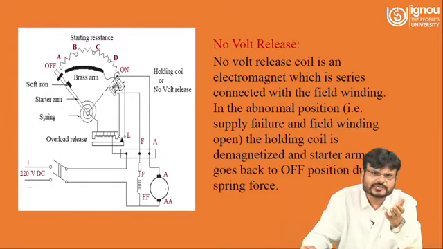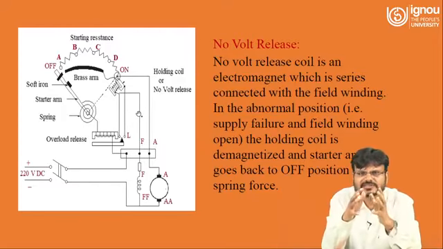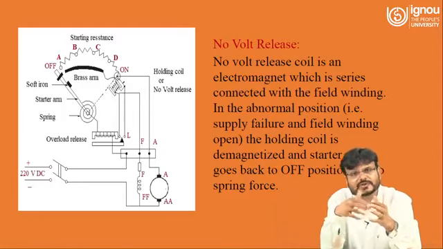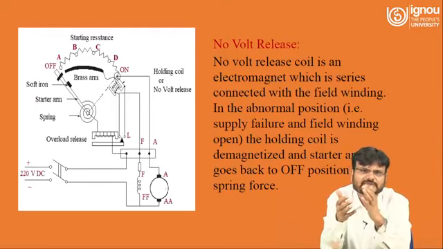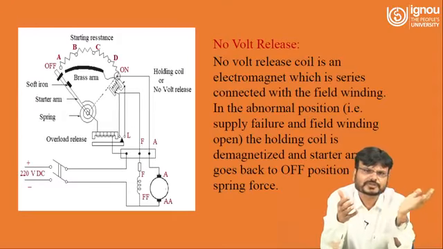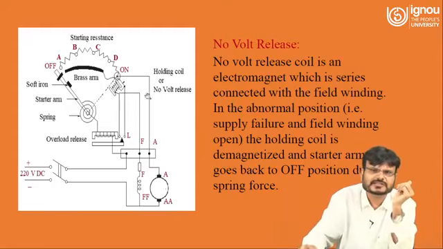Because current is flowing through this no volt release coil, when this current is zero, that means this electromagnet will be de-energized. So it will not work as a magnet. So what will happen? This starter arm will come to the off position due to the force developed by this spring.